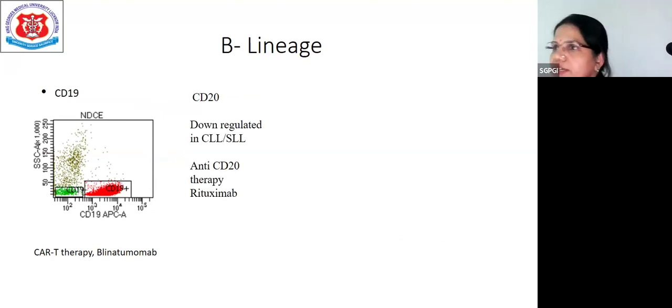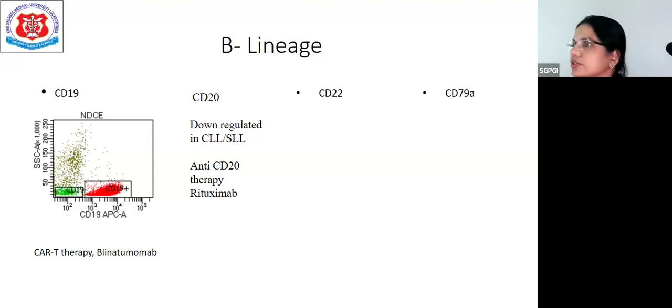What about CD20? Can it be used as a gating marker? It cannot, because CD20 is not expressed in the early stages of the B cell maturation. Early hematogones are CD20 negative. In certain B cell lymphomas like CLL and SLL, CD20 is downregulated, as well as CD20 is absent in the anti-CD20 therapy like rituximab. So we don't prefer to use CD20 as a gating marker.